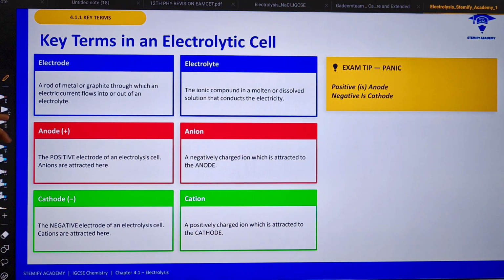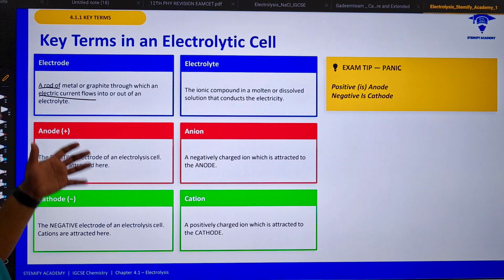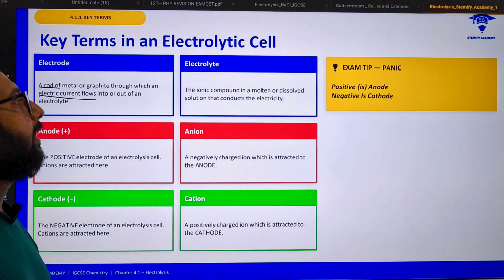First we have electrode. What is an electrode? An electrode is a rod of metal or graphite through which an electric current flows. We have two types of electrodes that we'll be learning in the next slide.